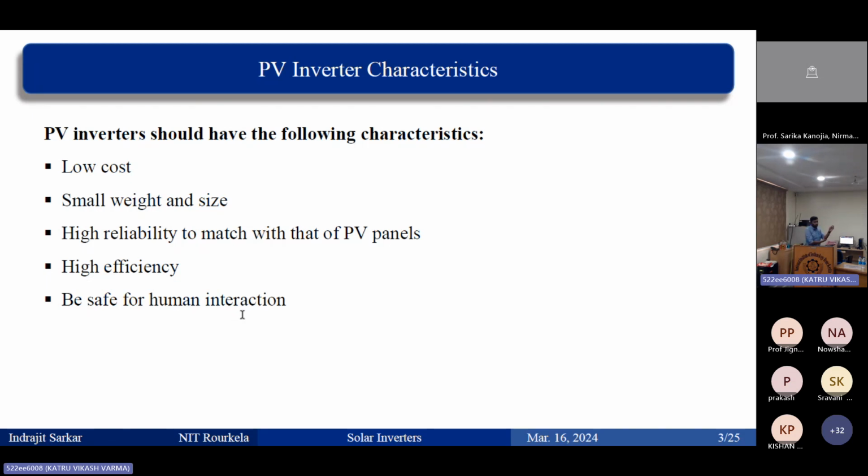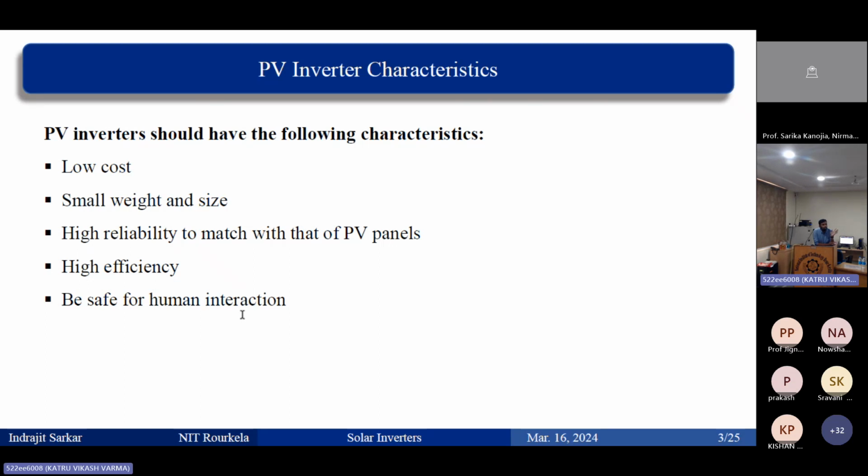It should be safe for human interaction. So if I ask somebody what is the single phase voltage level in the USA, and what is the reason for that? Why are they not using 230 volt? They are using 110 or 120 volt. So what is the difference? We are using 230 volt. Now they are concerned about voltage shock. The human should be safe. So their voltage level is half of ours. So they are double safe.